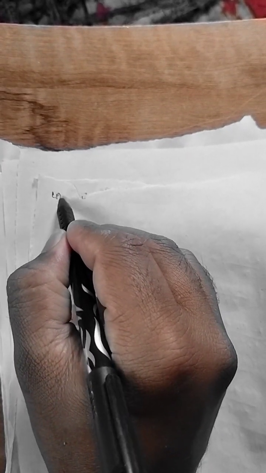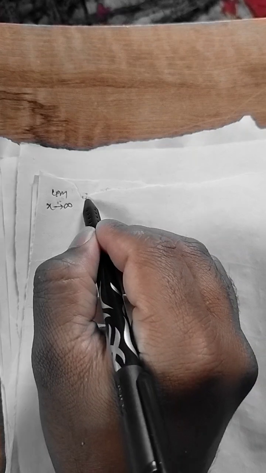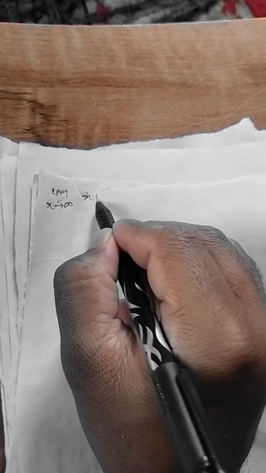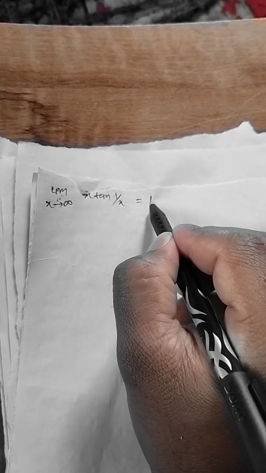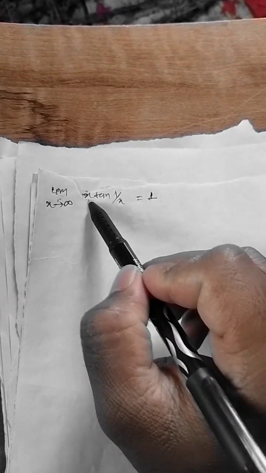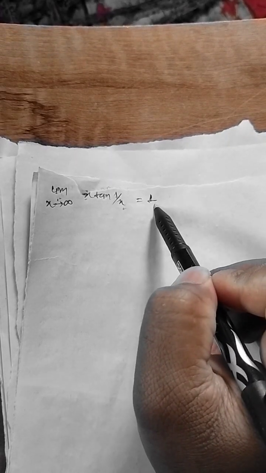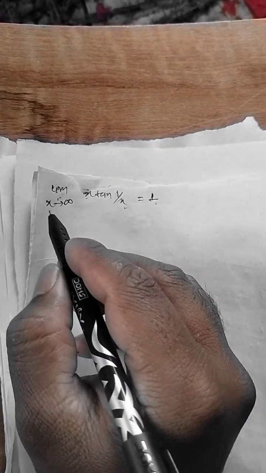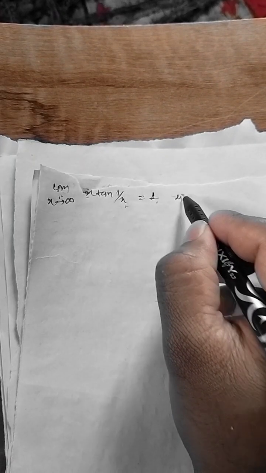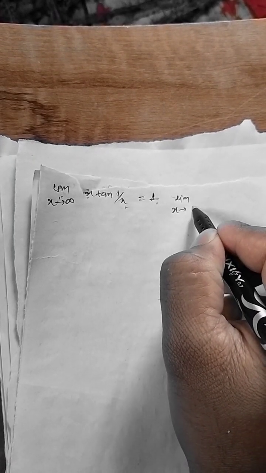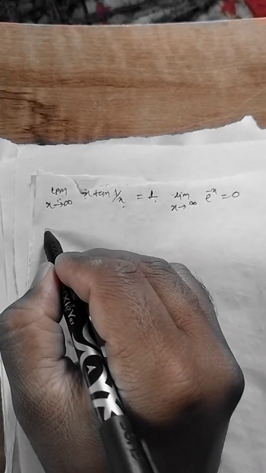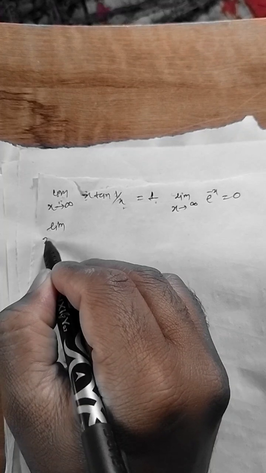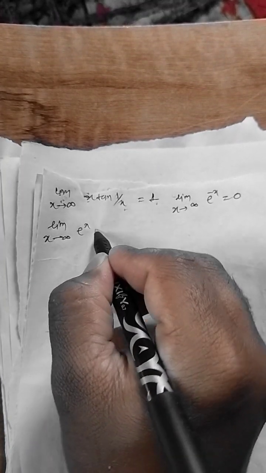Next is limit x tends to infinity of x tan(1/x) equal to 1. Limit x tends to infinity of e raised to minus x is equal to 0. Limit x tends to infinity of e raised to x equal to infinity.